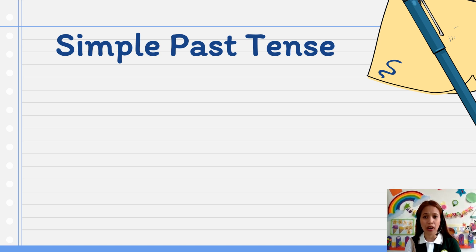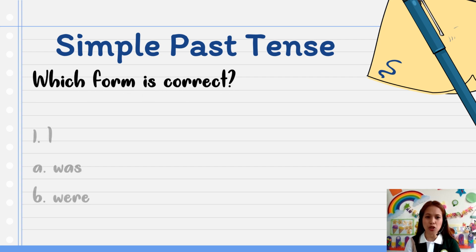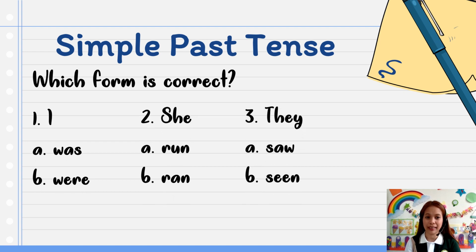But before we start, let's try to answer the following. Which form is correct? I, was or were; she, run or ran; they, saw or seen. Remember, I, she, they are subjects. So what is the past form that we are going to use for I? I is the present. So what is the past of is? It's was or were.